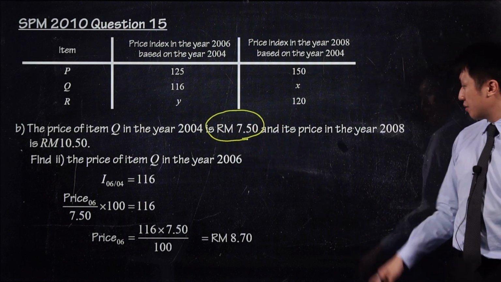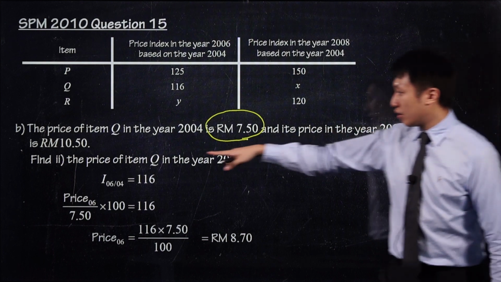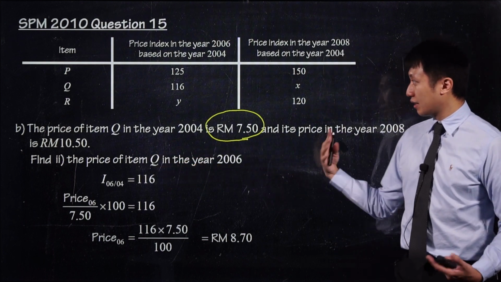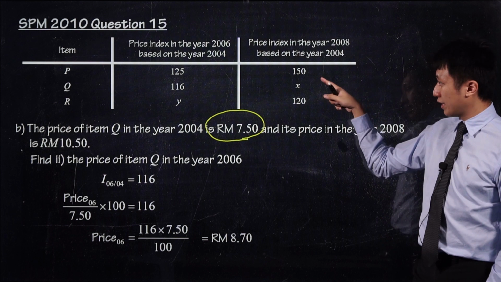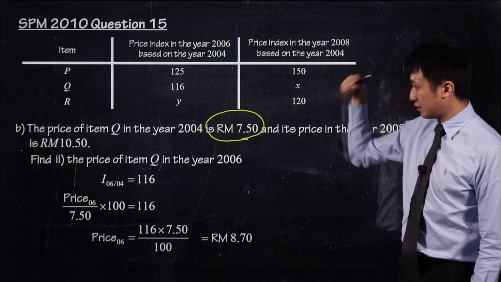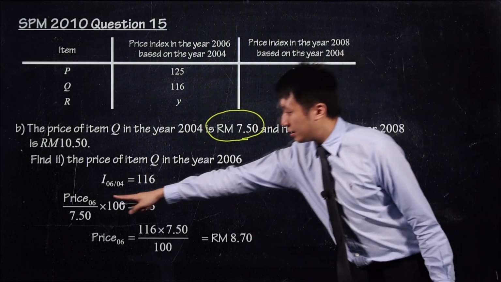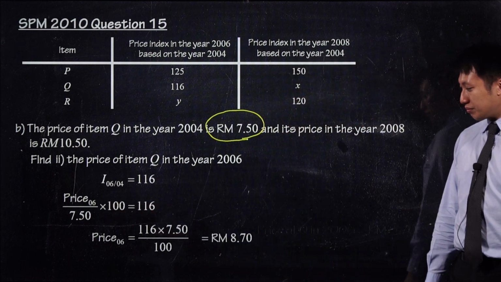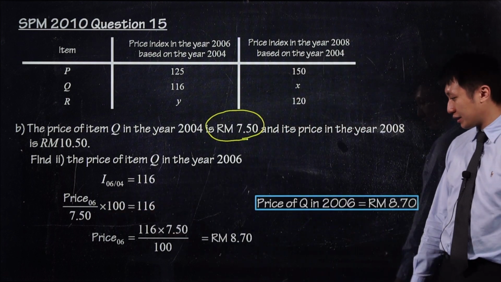That 1050 is because it's 2008, and the price of Q in 2006 is not used. It's only the price of Q in 2006. You only need to have this one. So the price of Q in 2006 is 870.